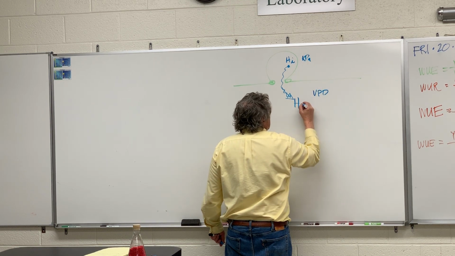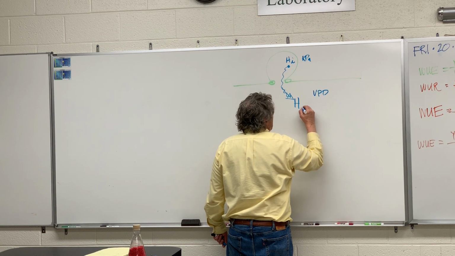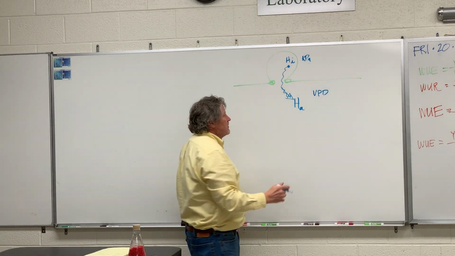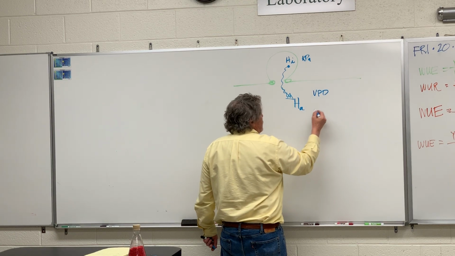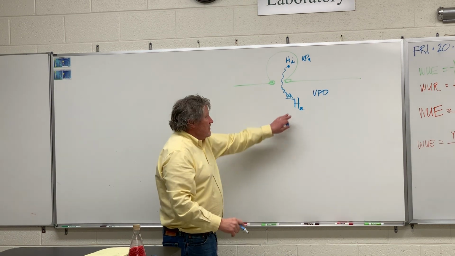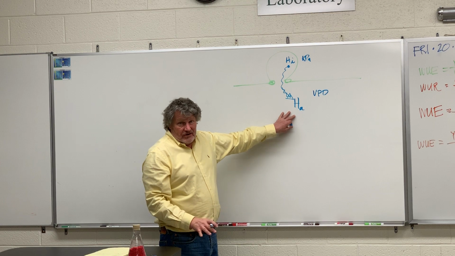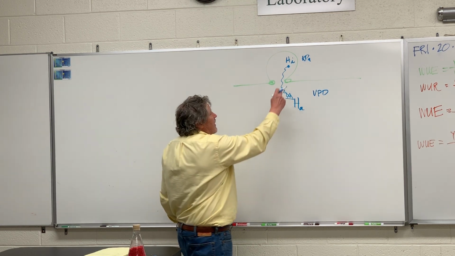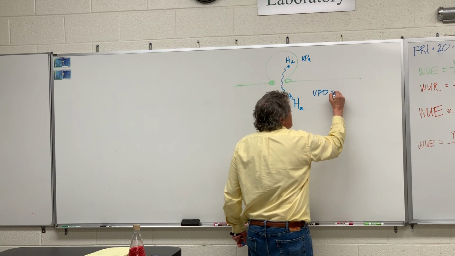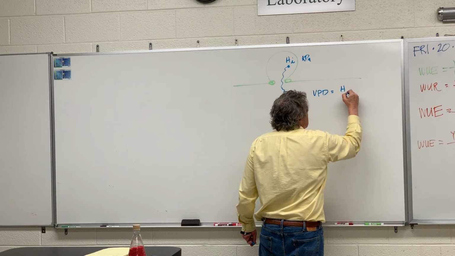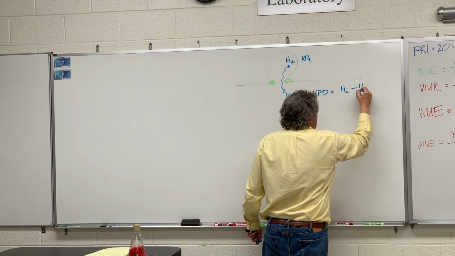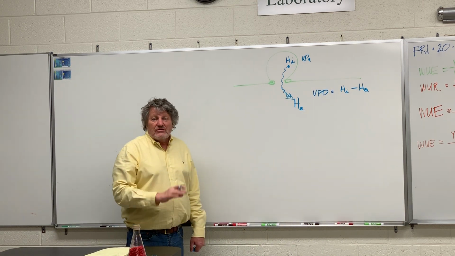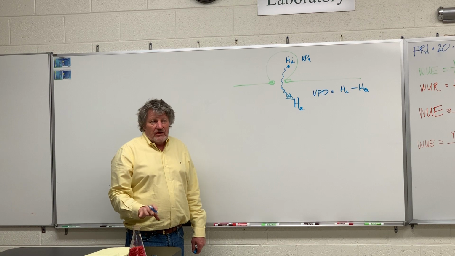and the humidity ambient, A, is for ambient outside the leaf, which is also in kilopascals. And this is absolute humidity. So this goes back to calculations you did several weeks ago. And this difference, VPD, is really HI minus HA. That's how much water comes out of the leaf.